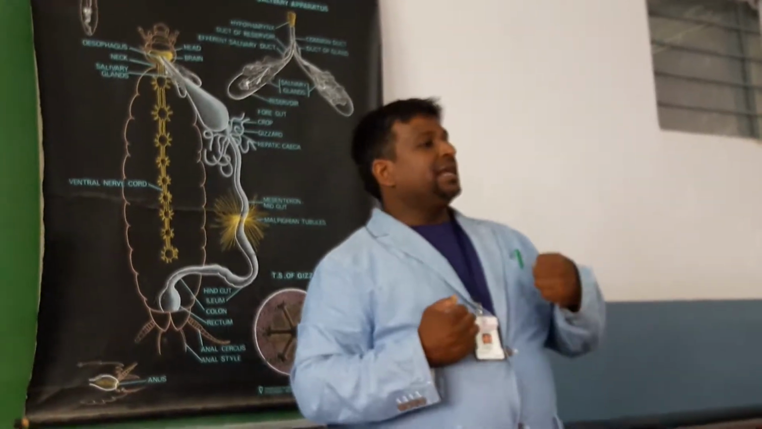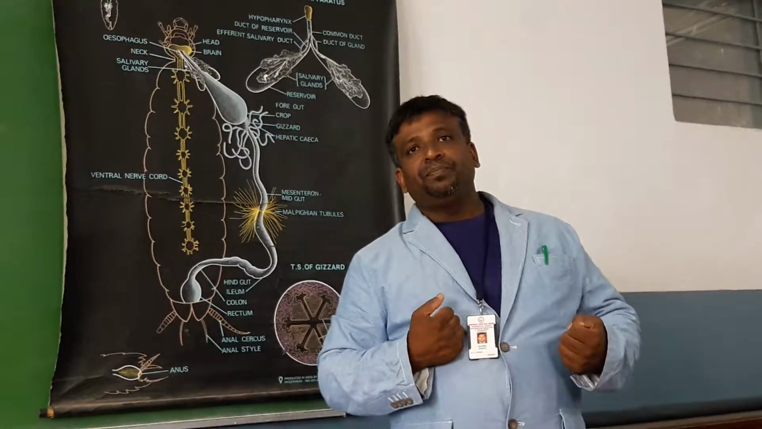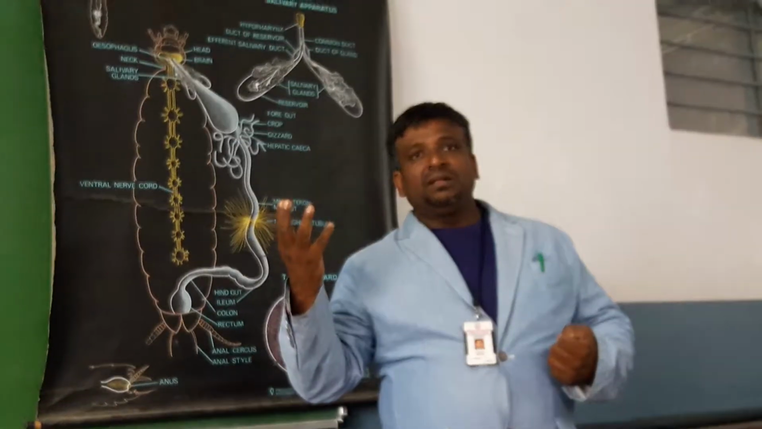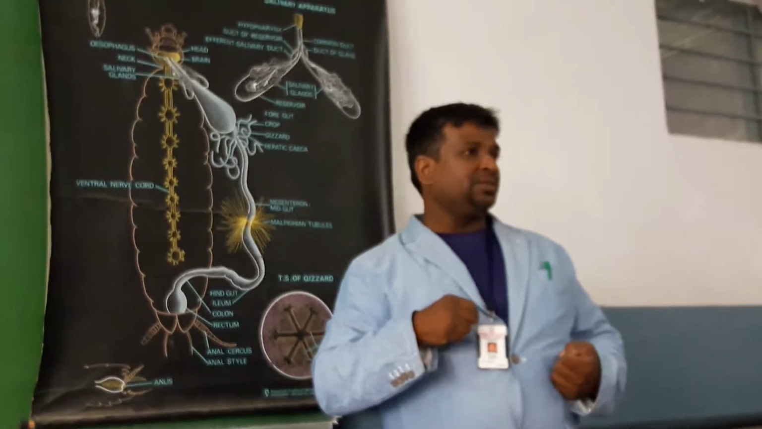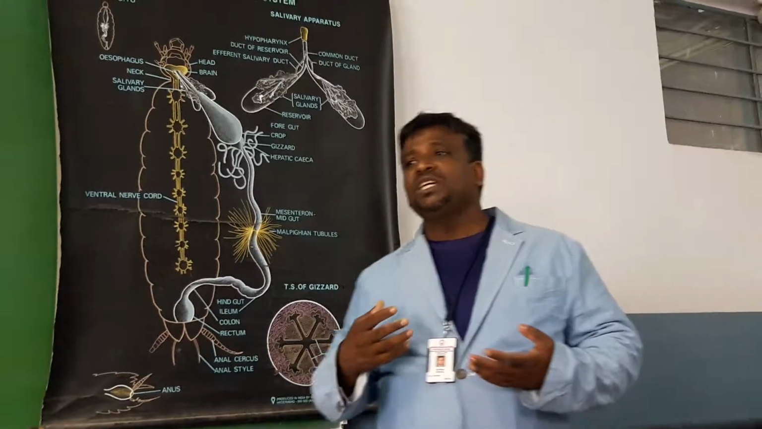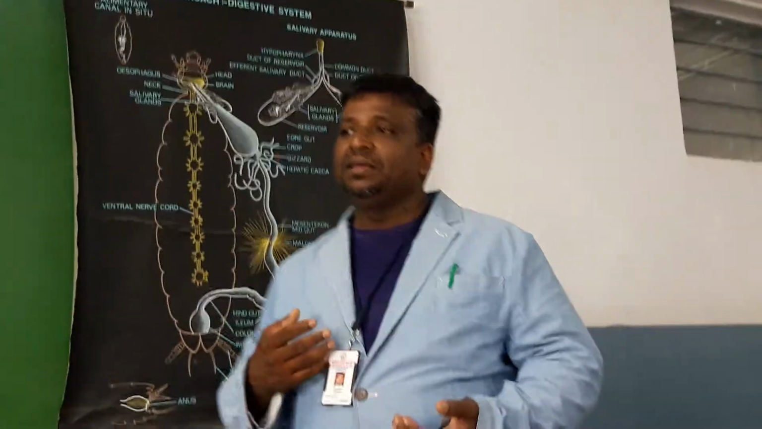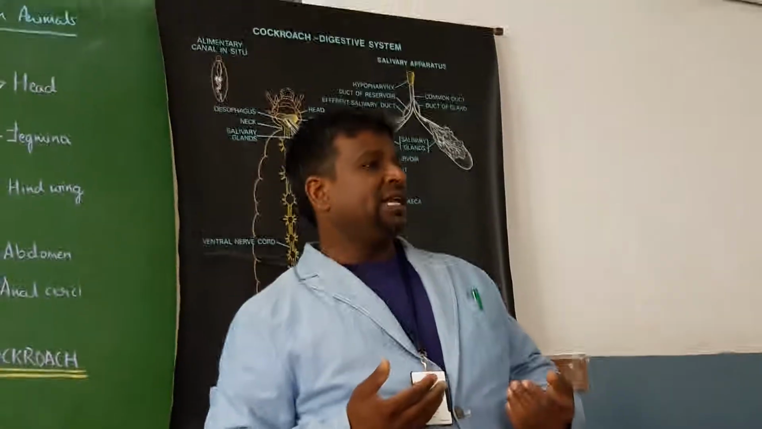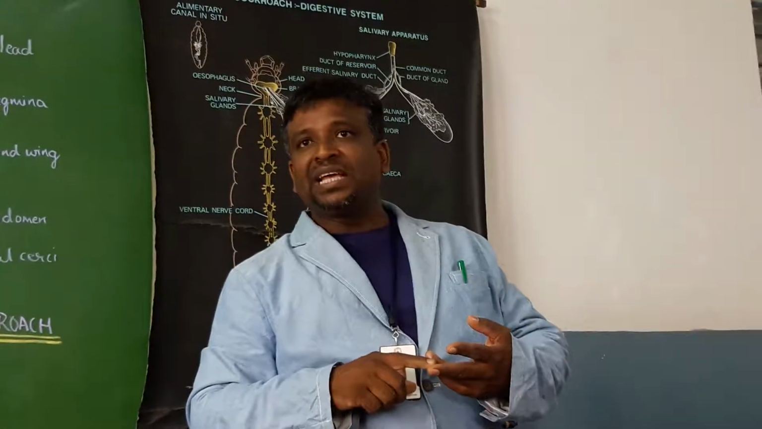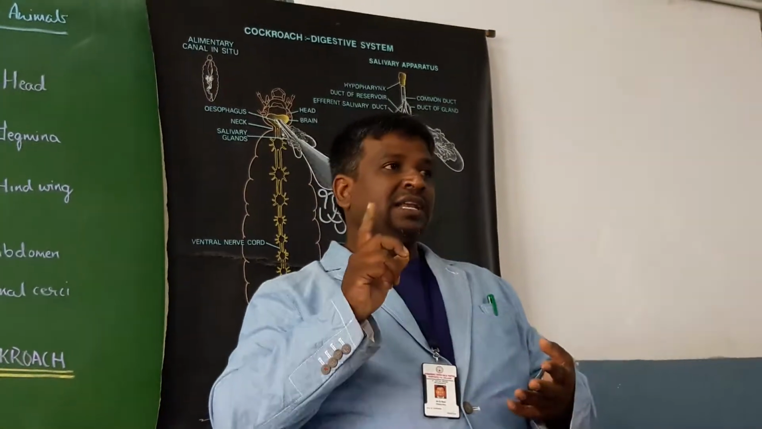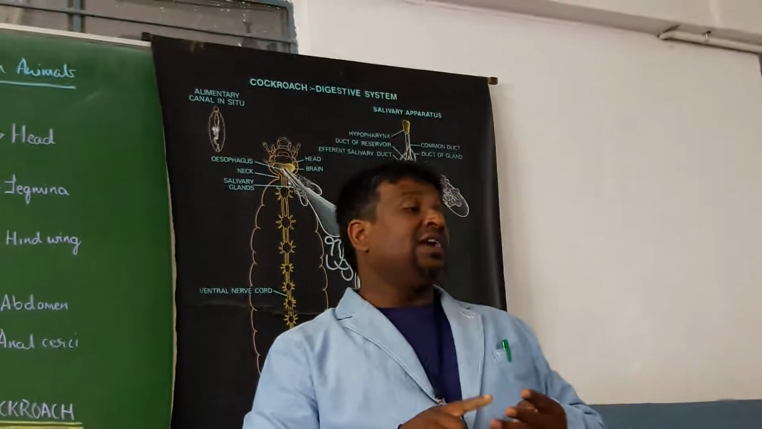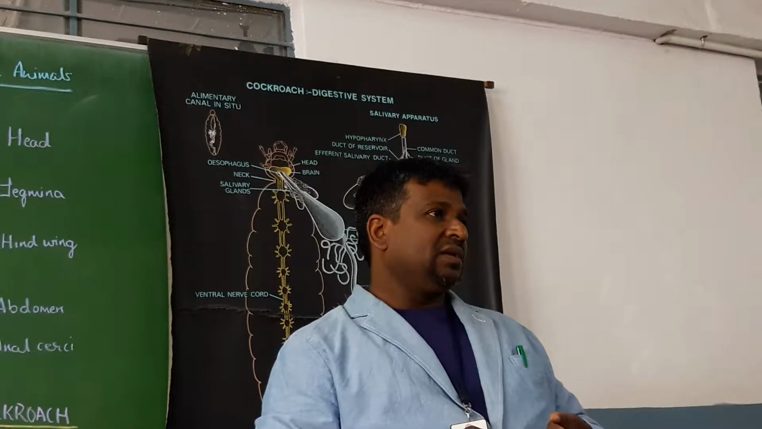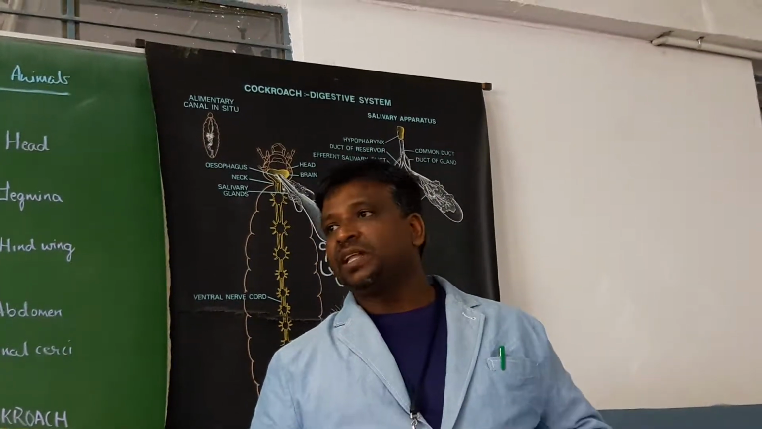Then there is the secretion from the liver. The bile juice is secreted into the small intestine, the duodenum. Maximum digestion takes place in the small intestine in case of human beings. In the duodenum there are three secretions: intestinal juice, bile juice, and also pancreatic juice. So all these three secretions happen in the duodenum.